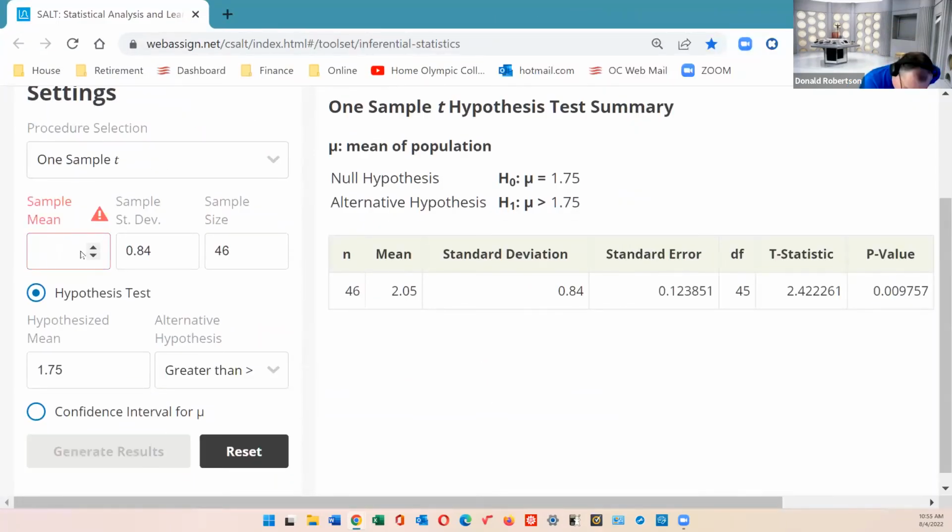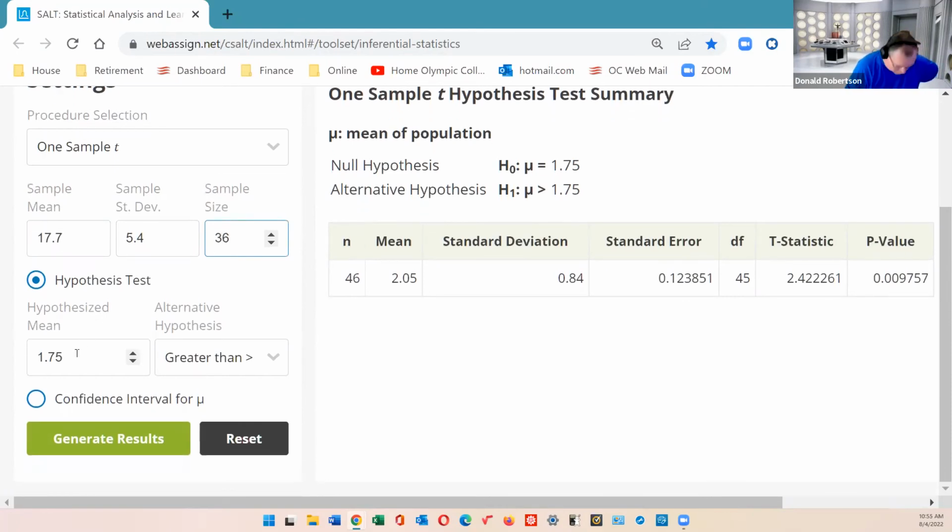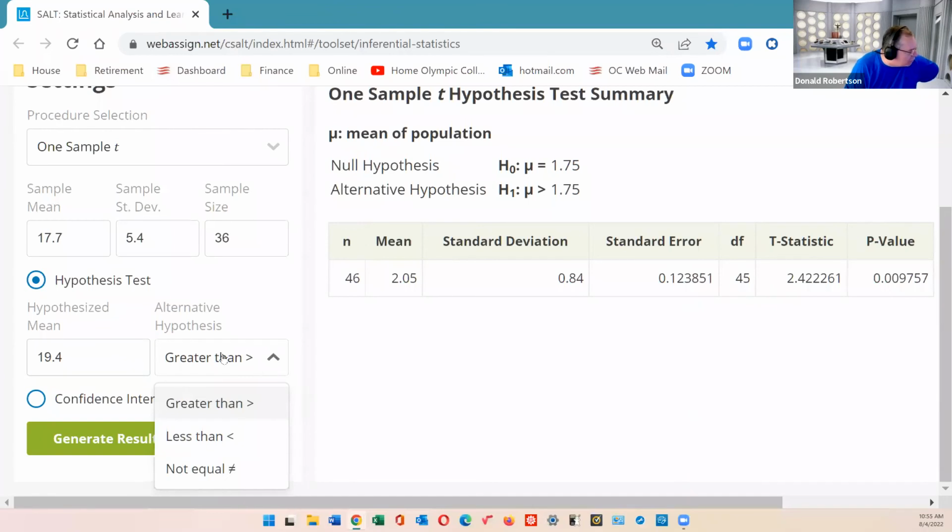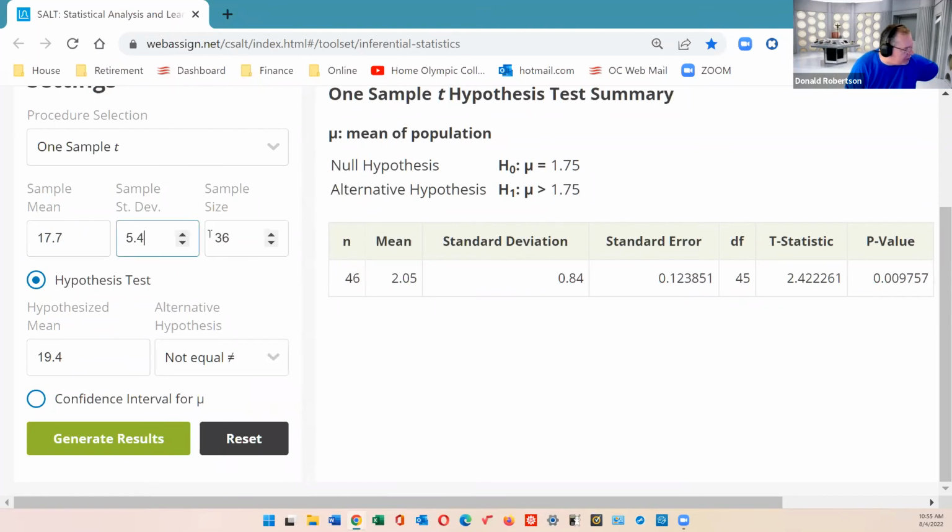So for this stock, the mean is 17.7. The standard deviation was 5.4, and there were 36 in the sample. And we are going to do a comparison with what it typically should be, which is 19.4. And we're trying to test, is it different? So you're comfortable about these three came from the sample, and this is the comparison. Right. Every story has data from the sample and something you're trying to compare it against.